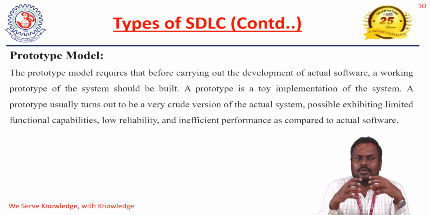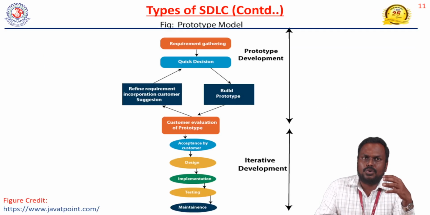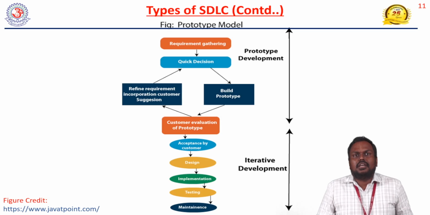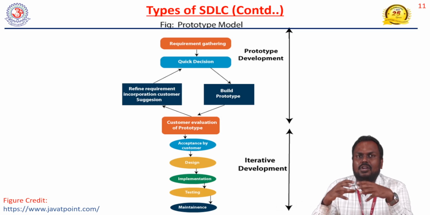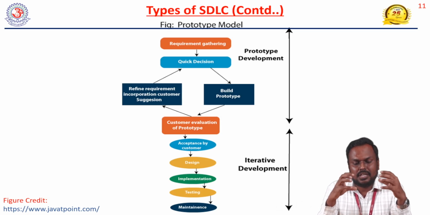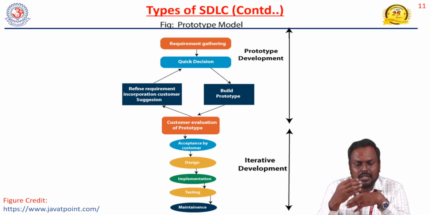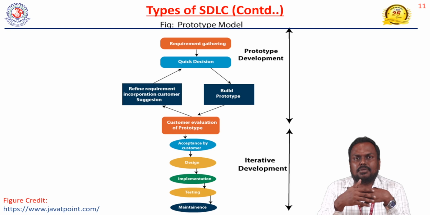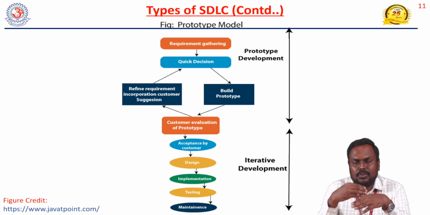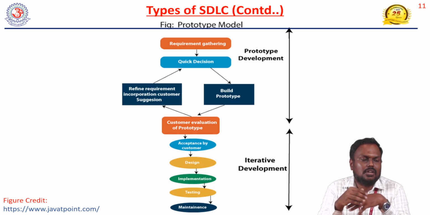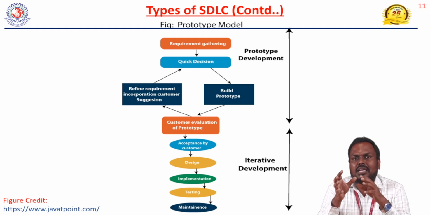Say suppose, I'll show you in the flow chart. Initially you'll have the requirement gathering, and you'll make a quick decision. Then you'll build a prototype, a model of how the software will look, how it is going to work. Based on the prototype, we will have a suggestion from the customer, whether this is okay, we'll proceed further or not. There will be a customer evaluation.